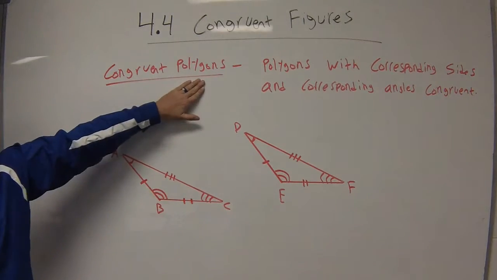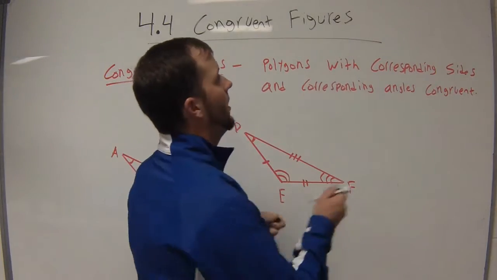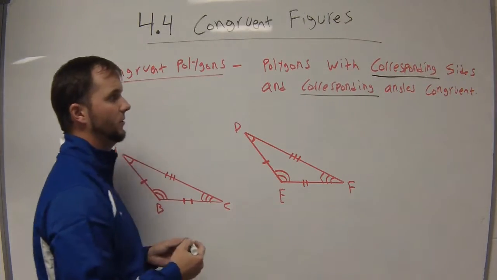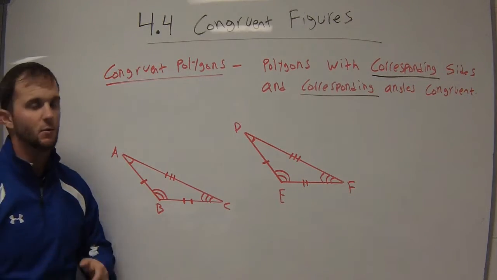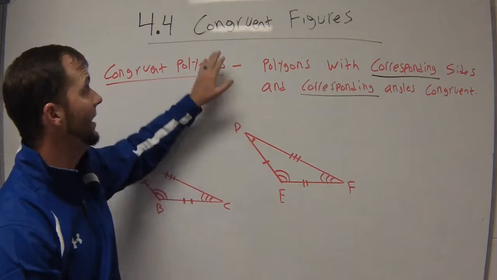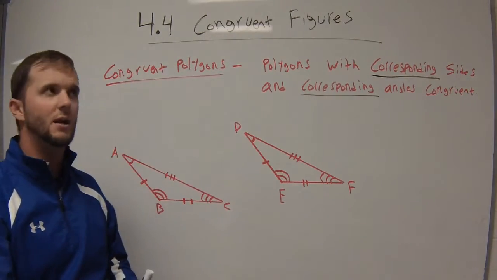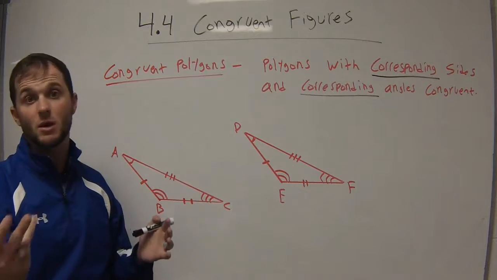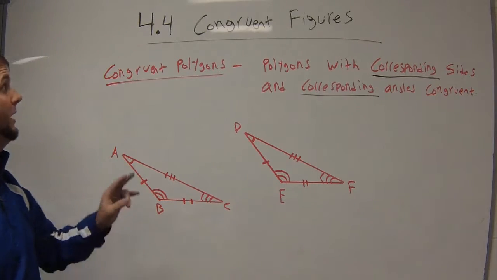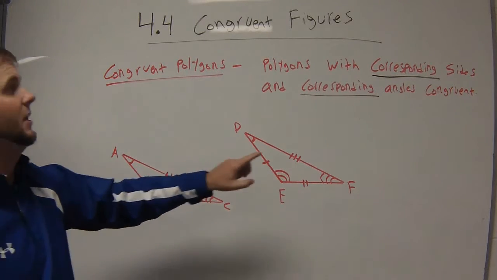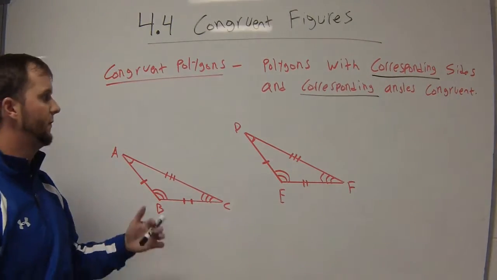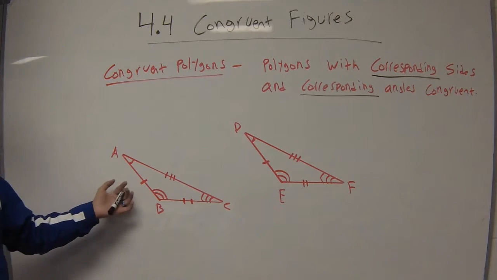Congruent polygons are polygons with corresponding sides and corresponding angles that are all congruent. The reason I've underlined the word corresponding is that it's going to be a huge thing when looking at congruent figures. We talked about corresponding in our parallel lines and transversals unit. Corresponding means basically in the same spot. So if we're looking at two congruent figures, then all of the corresponding sides and the corresponding angles have to be congruent. For instance, we're going to look at these two triangles right here.